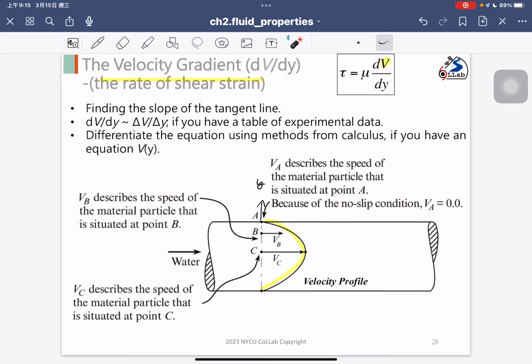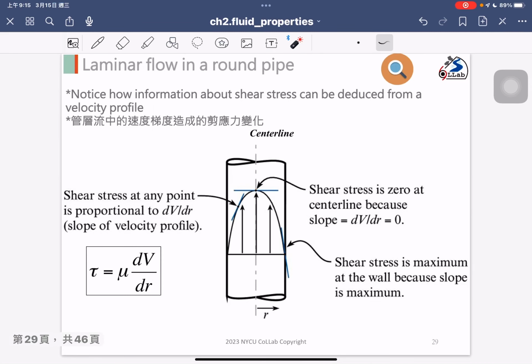In the following class, I will teach you how to calculate a velocity profile with this shape. And in the next slides, I will just tell you what the gradient means.